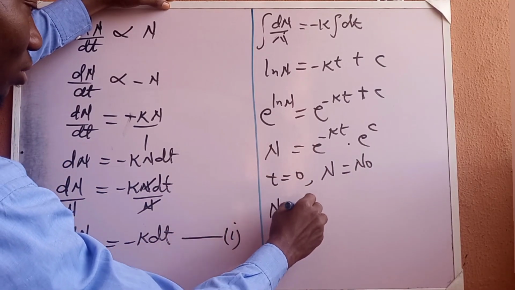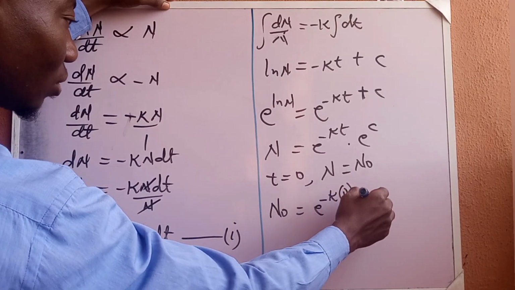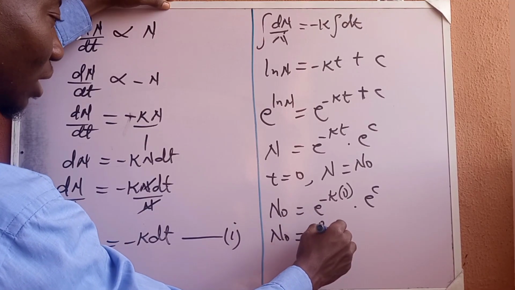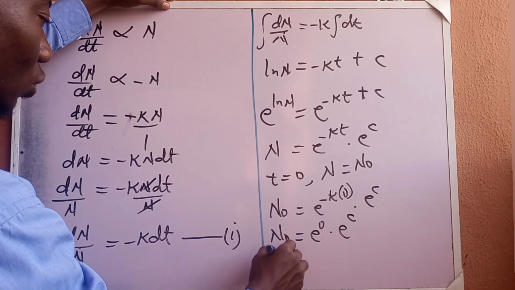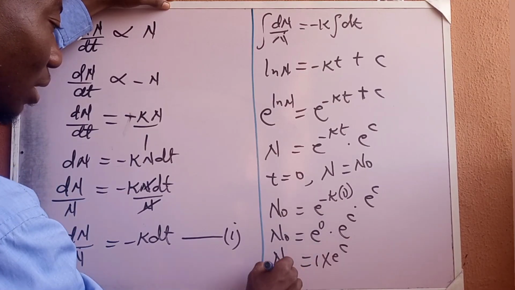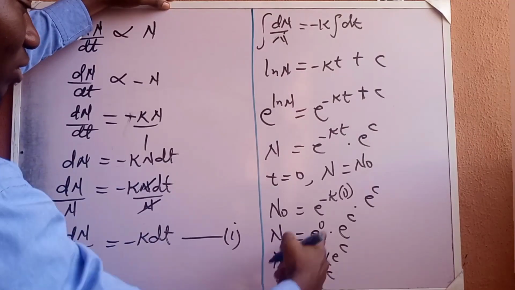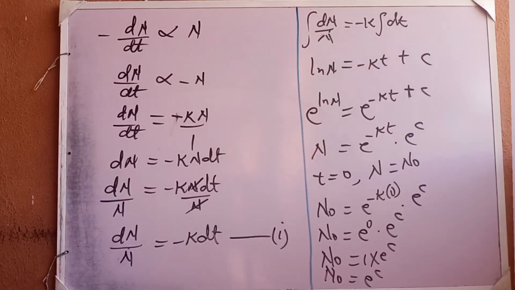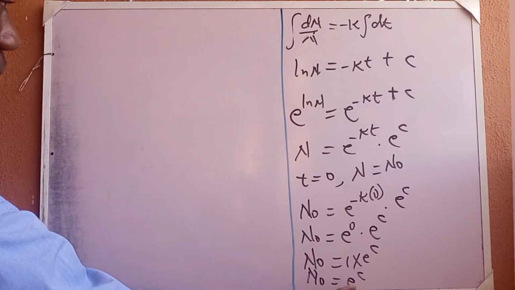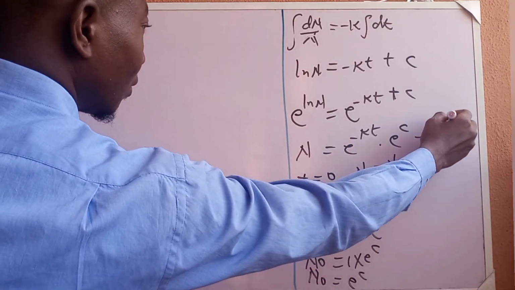So that means N naught equals exponential negative k, substituting 0 here, times exponential c. So N naught equals exponential 0 times exponential c. Exponential 0 is 1, so that is 1 times exponential c, and that gives us N naught equals exponential c. So this exponential c corresponds to N naught, the total number of atoms in the sample. So we're going to substitute this N naught into this place. Let's call that equation 2.